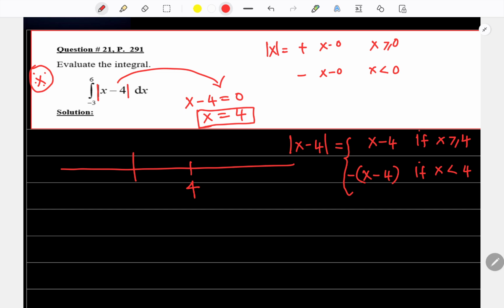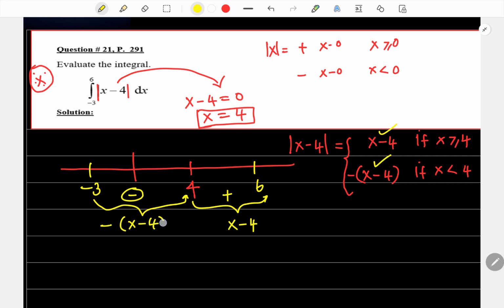Okay. So in this place it will change. But what is your integral? Your integral is minus 3 to 6. So this is 6 and this is minus 3. From here to here it will be negative, minus. From here to here it is positive. Positive means this one, x minus 4. Negative means this one, minus x minus 4. Minus x minus 4 is nothing but, you take minus inside, minus x plus 4.